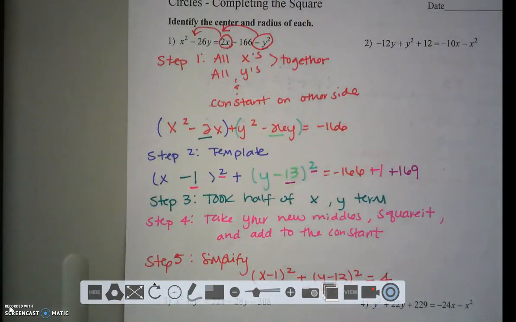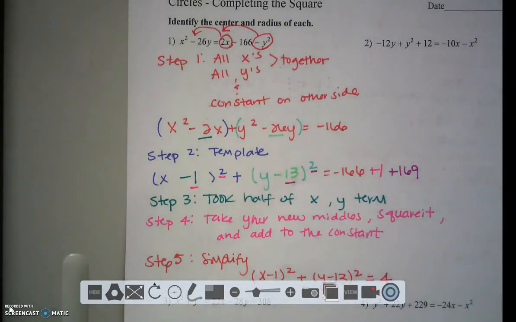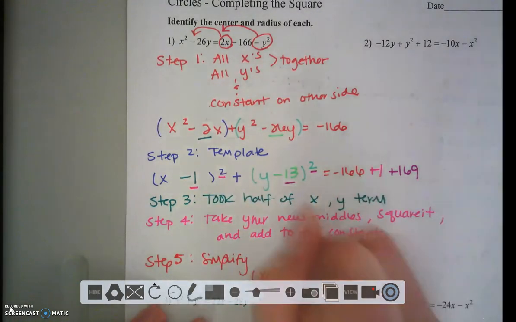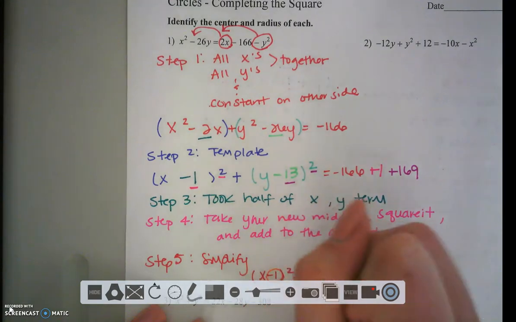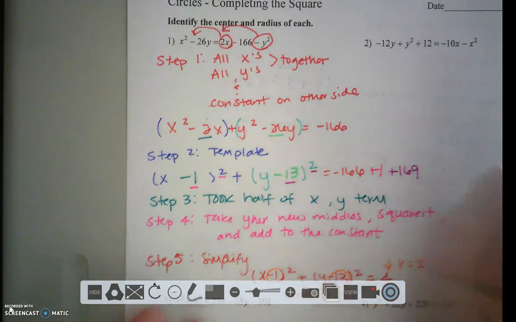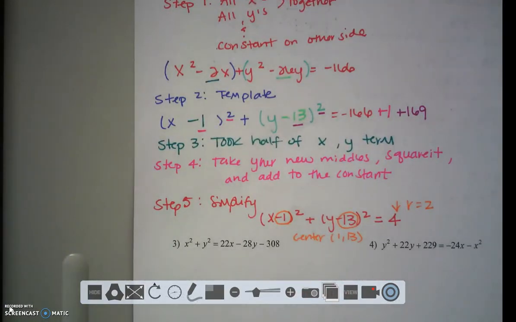So our directions prompt us to find the center and the radius. Well, you've also learned this. You are capable of this. We know that these numbers make up my center. And this guy is my radius. Okay? So let's work on another one together.